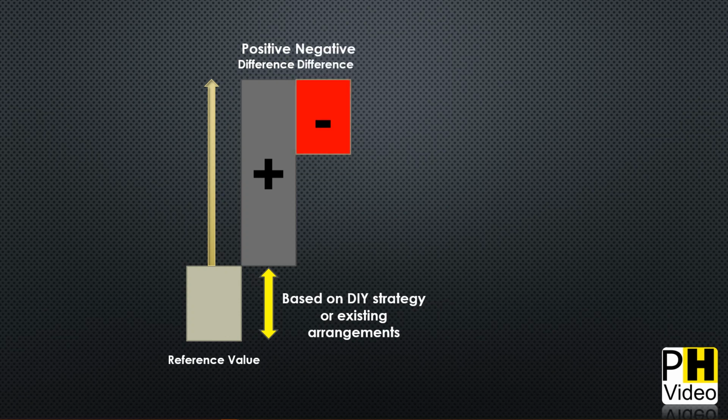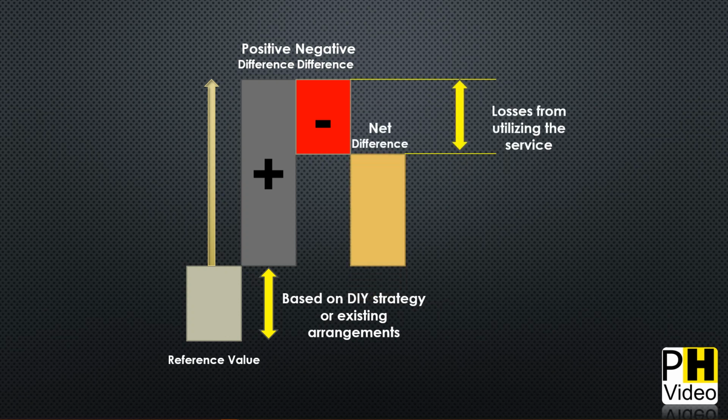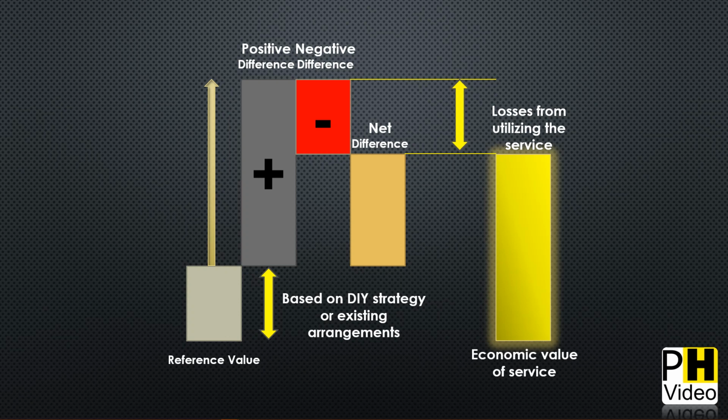The negative difference is also really difficult to quantify, but this is what the customer sees as a negative. Oh, it's going to cost me more money. Oh, it's not going to be as good as I think it is. You're trying to reduce that negative difference. The positive difference is what you think it's worth, but the net difference is what it is really worth at the end of the day. Remember, the customer defines the value of the service, be it internal or external. Your goal is to make that negative difference, that red block, as small as possible, so the losses from utilizing the services, be they real or perceived, are minimized. That is what yields the economic value of the service.